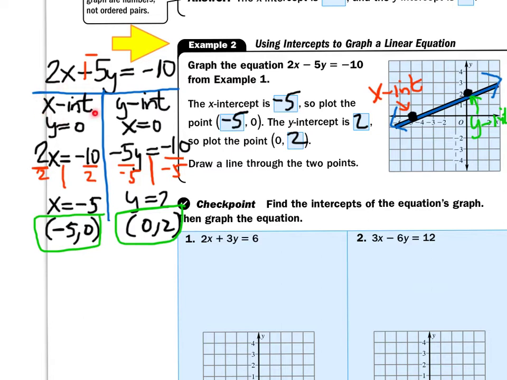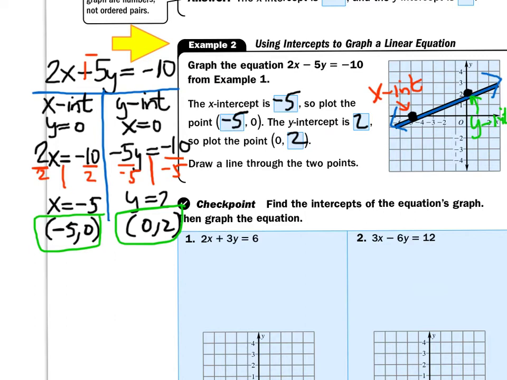Okay, let's look for the x-intercept. Now, if I want to find the x-intercept, that means I'm going to let y be 0. And let me grab a bigger pointer here. So when y is 0, look at what I'm doing. Cover it up with your finger, this negative 5y. Just cover it up so you can't see it. And do you notice how what you can see is 2x equals negative 10.